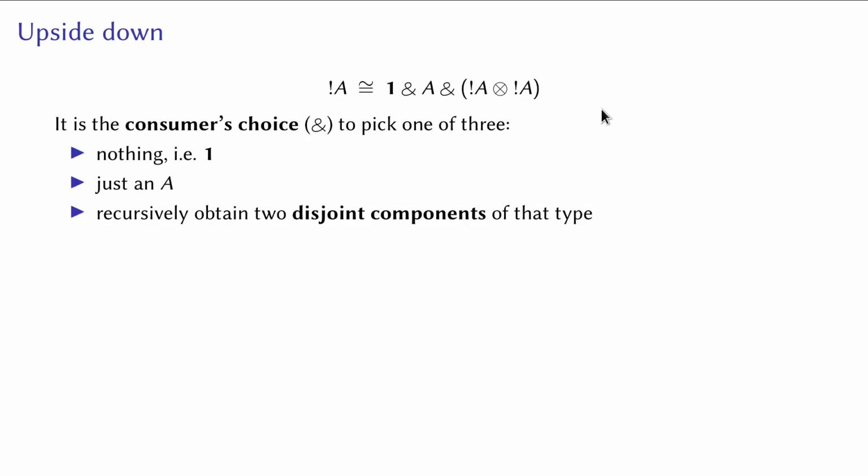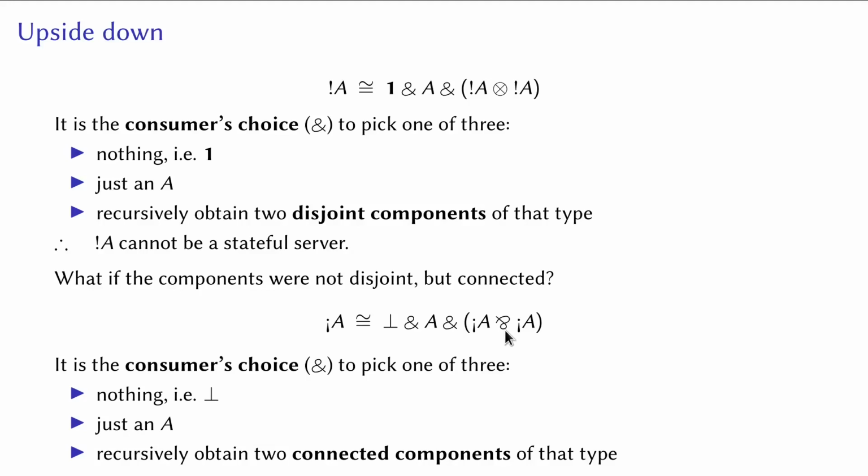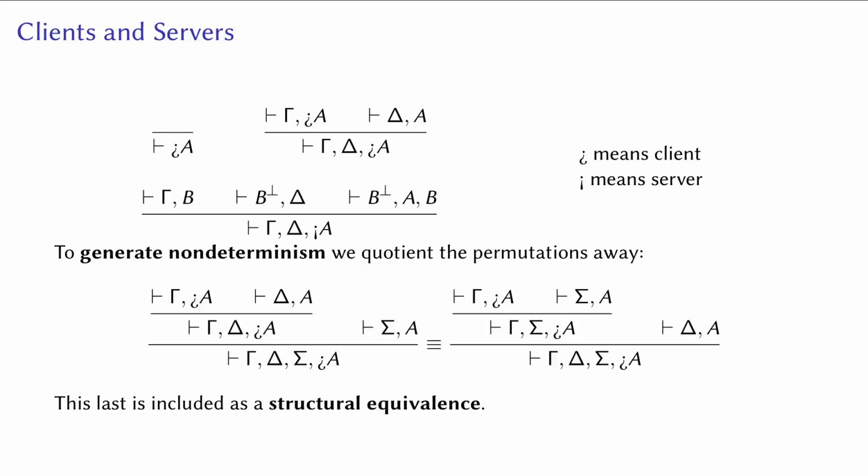So let's compare the two sets of modalities. In the encoding of exponentials, a server is either nothing, a single A, or two subservers connected by a tensor. Now, remember that, as we mentioned, tensor represents disjoint components, so there can be no communication between the two subservers, hence it cannot be a stateful server. In contrast, in the encoding of co-exponentials, we have the two subservers connected by par, which represents connected concurrency. There can therefore be communication between the two subservers, which forms into a stateful server. So it seems that co-exponentials are more suitable than exponentials to represent client-server. Indeed, our slogan is K means client and Claro means server.